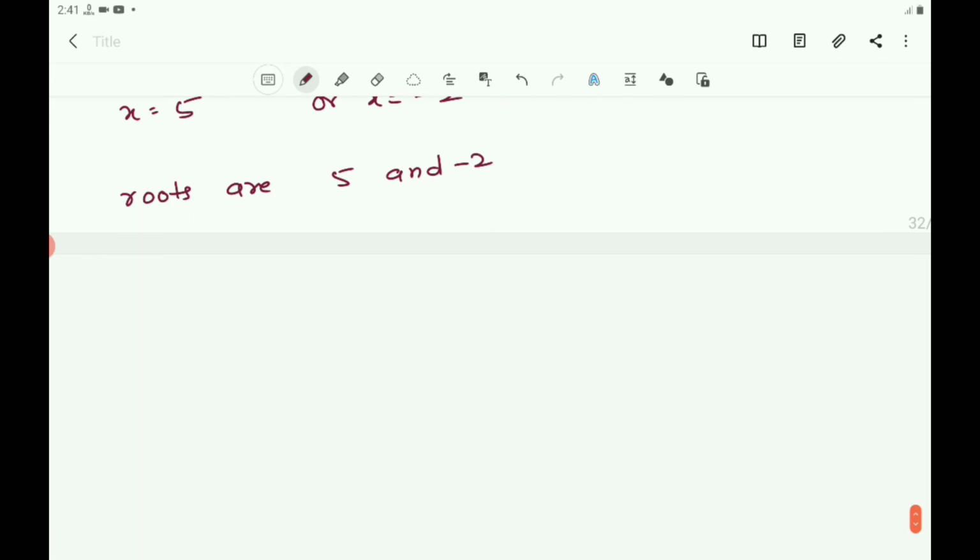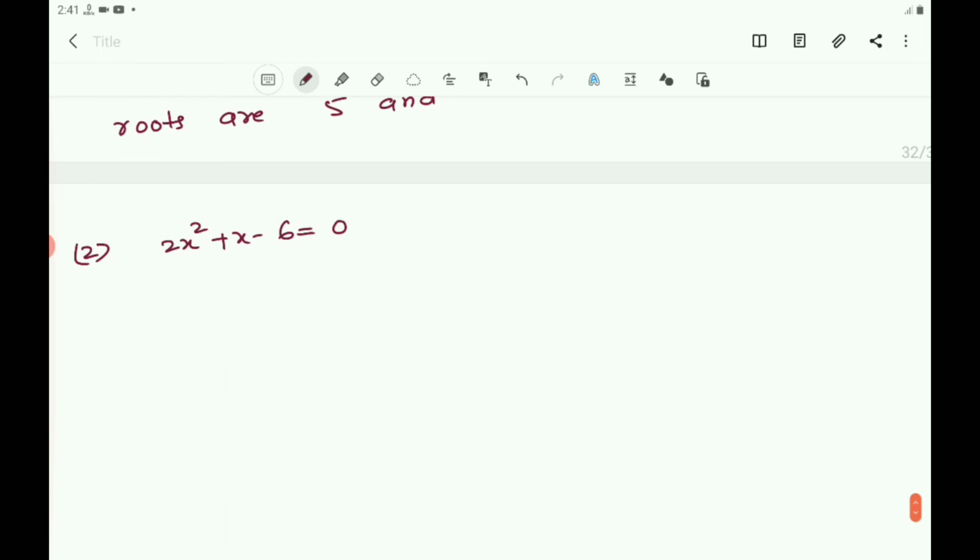Now let us take one more. 2x square plus x minus 6 equals 0. Again you verify whether it is in the form of ax square plus bx plus c equals 0 or not. Yes, it is. Now you will find the values of a, b and c. Here a equals 2, b equals 1 and c equals minus 6.